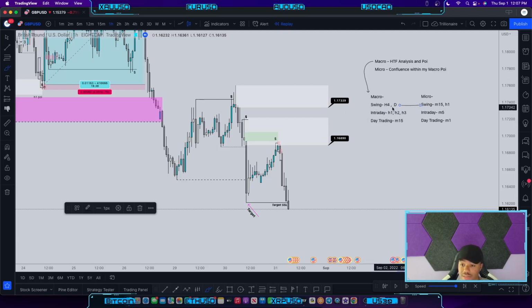For the intraday level, you're going to use the macro H1, H2, or H3, and then look for valid entries and reactions on your M5. For day trading, you're going to look for valid points of interest on the M15, and then look for those entries and reactions on the M1. So that is essentially how I break down my time frames and pair them up. Now let's get into the breakdown, now that we understand time frames and how to utilize them.